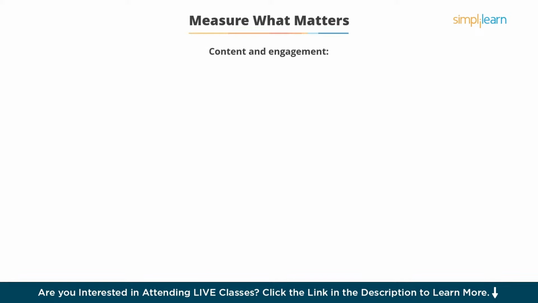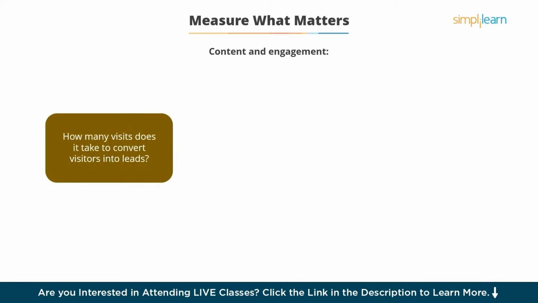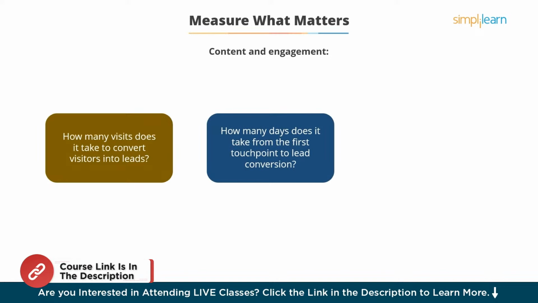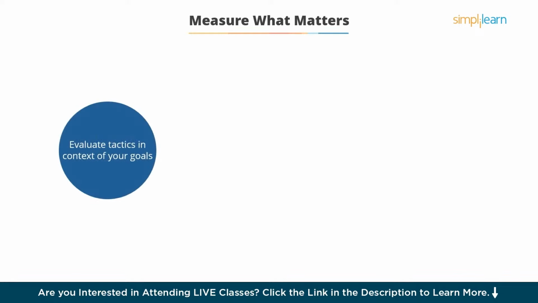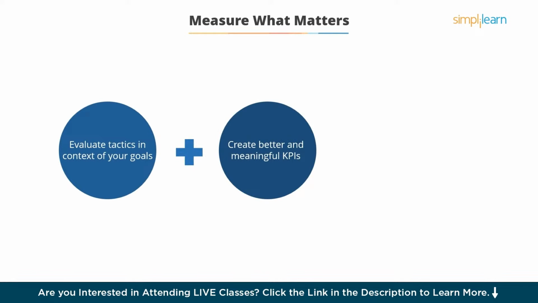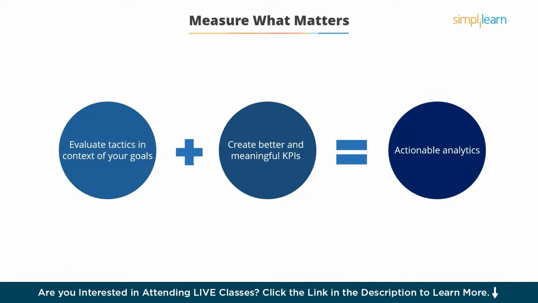Then we can look at content and engagement. This tells us the measurement of our lead magnets and how effective they are by measuring how many visits visitors make before they become leads. How many days from the first touch point to becoming a lead? Also, how many days does it take to convert that lead to a customer? This helps you evaluate your lead nurturing content. When you evaluate the tactic in the context of the goal, you'll create better, more meaningful KPIs that provide evaluative and comparative context. And you'll find your analytics have become much more actionable.